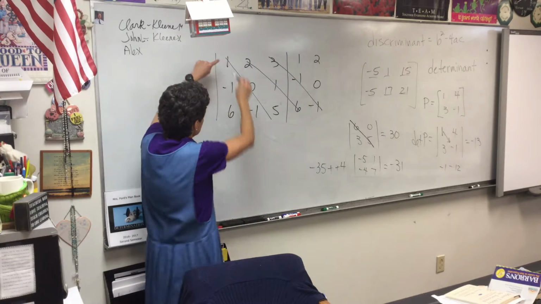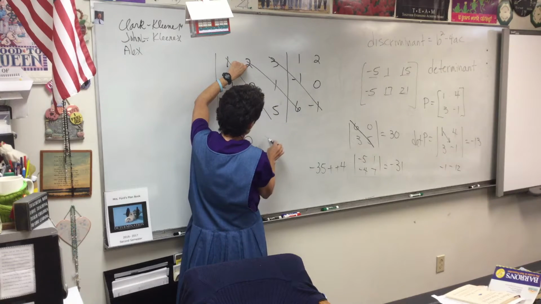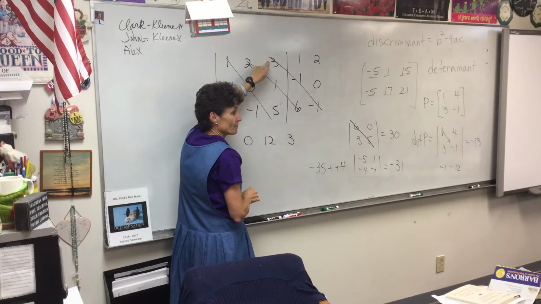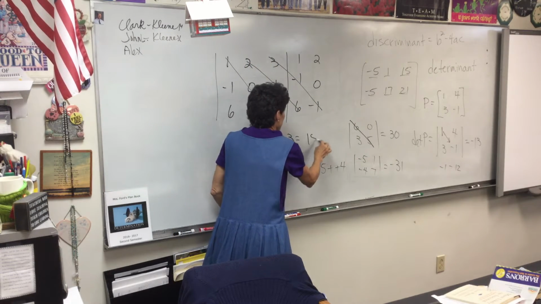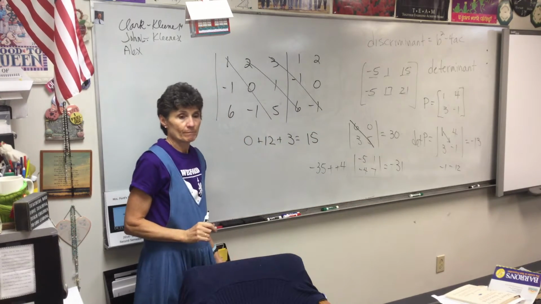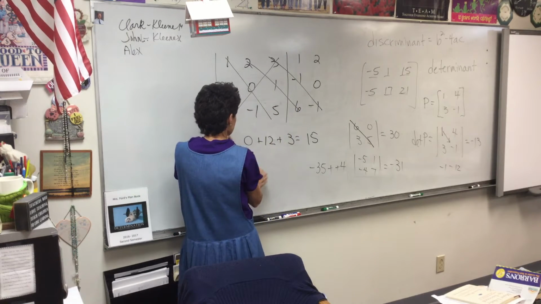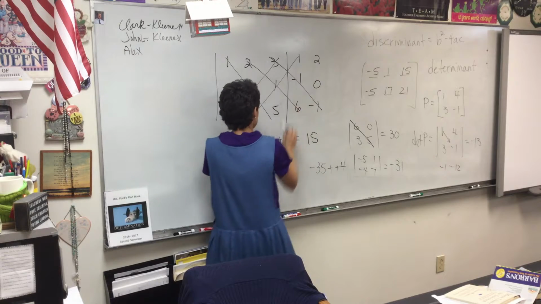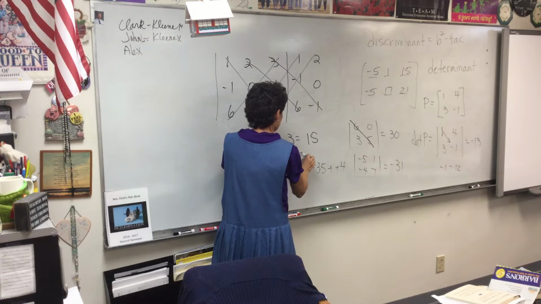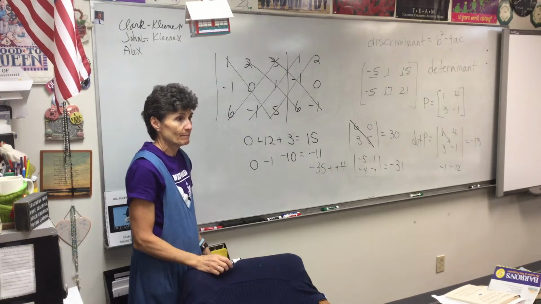So here we go. This diagonal would give me 0. This diagonal gives me 12. That diagonal gives me 3. Now add them up. So the total diagonal is 15. We gotta go the other way now. So that one gives me 0. That one gives me negative 1. And that one gives me negative 10. So that total one is negative 11.